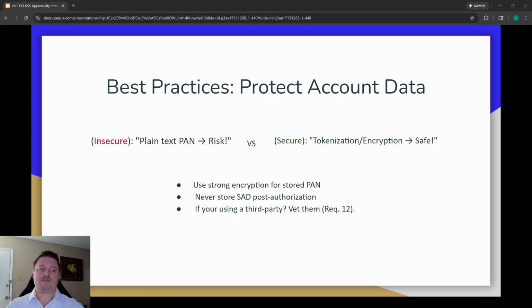Now there's insecure versus secured. Insecure is basically plain text. Secured is where you're encrypting the data. Use strong encryption for stored PAN, primary account numbers. Never store sensitive authentication data. If you're using a third party, vet them. What that means is do your research, make sure they're PCI compliant. If they're not, don't use them. If they are, use them. Now, if you're sending PAN numbers over the internet, always tokenize them. If you're using Stripe or PayPal, they cover that part for you automatically.